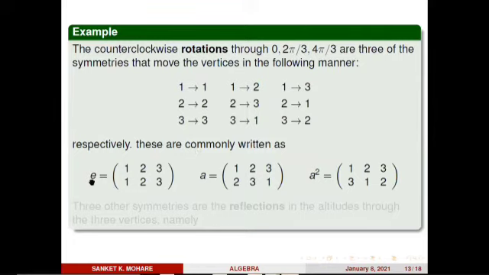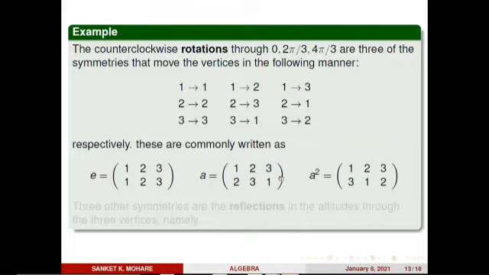So I treated this as E. E is what? For identity. Okay. So this is treated as E. Now A equals this rotation at 2 pi by 3, I treated as A. Okay. So here 1 goes to where? First write 1, 2, 3. 1 goes to where? 2. 2 goes to where? 3. 3 goes to where? 1. So this is A.